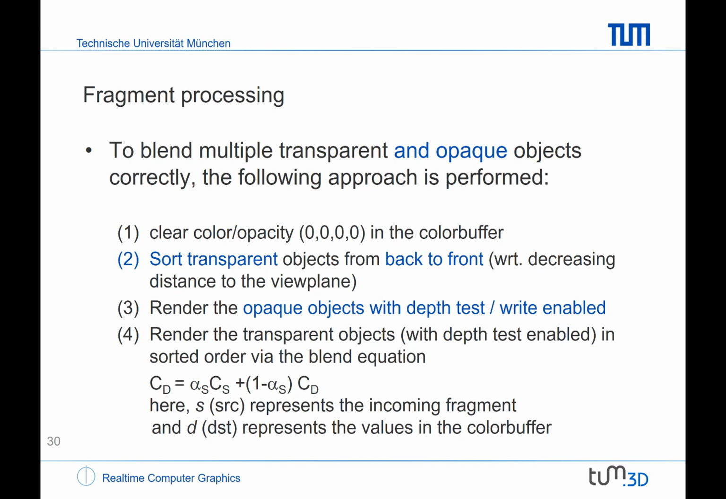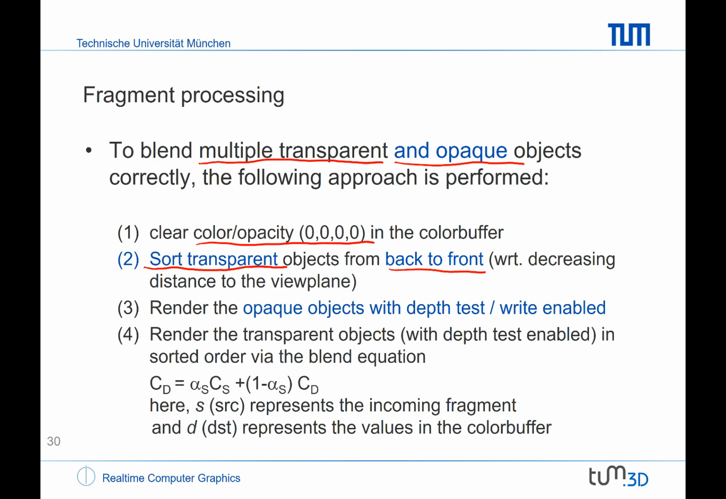So yeah, there's one thing. What happens now if you have multiple transparent objects and you have also opaque objects? Now it's clear that whenever you have an opaque object, whatever comes behind that opaque object should not be rendered, because that opaque object blocks everything that shines through from behind. And therefore, in order to draw both types of objects, we just do the following. We again clear the color and the opacity in the color buffer. Then again, we sort only the transparent objects from back to front, so with respect to decreasing distance to the view plane.